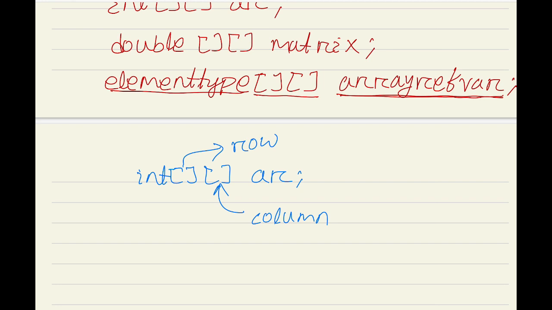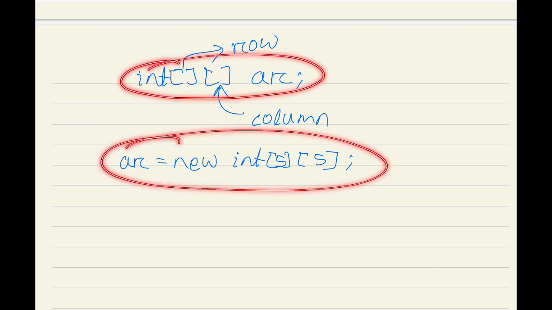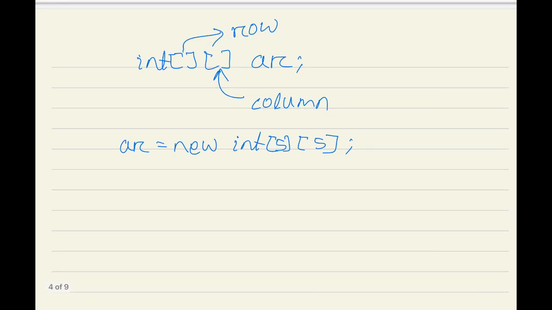Now we will see how to create a 2-dimensional array. Suppose we want to create a 2-dimensional array of size 5 by 5 int values and assign it to AR. For example, we can write AR equal to new int 5 and 5. It creates a two-dimensional array of 5 rows and 5 columns and assigns the reference to AR. Or we can combine these two statements and write in a single line like this: int AR equal to new int 5 5.